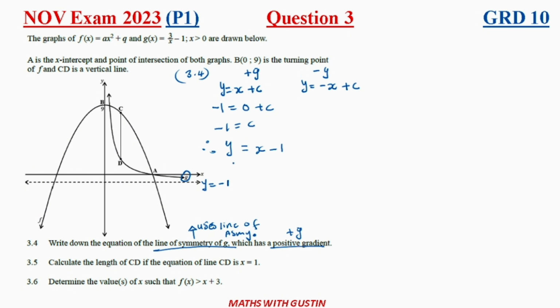Okay, and that's how you will deal with a function like this one, where they are asking you to find the line of symmetry using the line of asymptote, not the turning point.